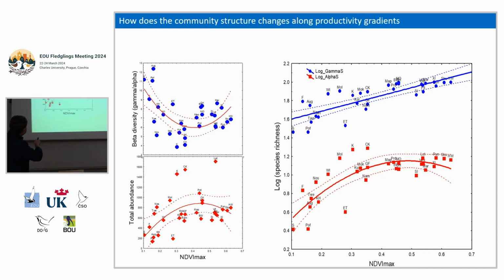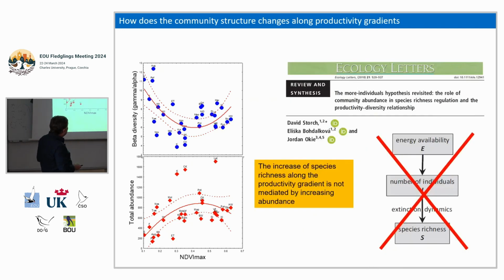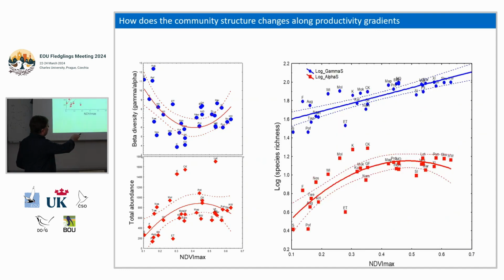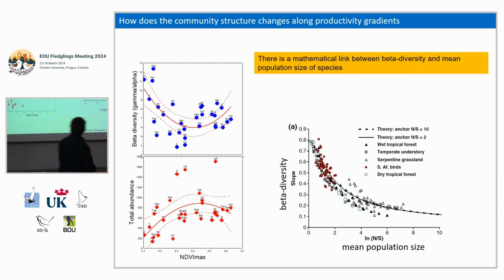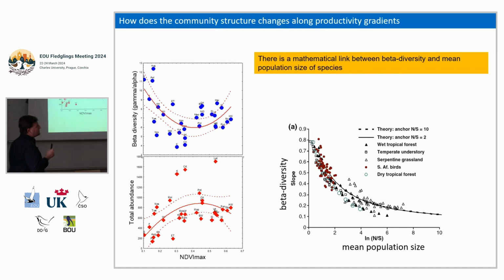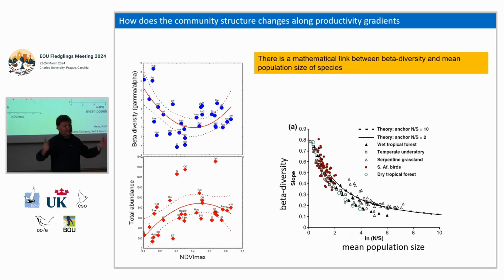In fact, these two patterns indicate two things. The first thing is that apparently the increase of species richness along the productivity gradient is not mediated by increasing abundances, because here you have the highest diversity, but not the highest abundances. And importantly, these two patterns mirror each other because they are mathematically related. I'm not going into the details, but the basic idea is that the rarer species are on average, the higher is beta diversity. This is from some older papers where we were dealing really with these geometrical issues.